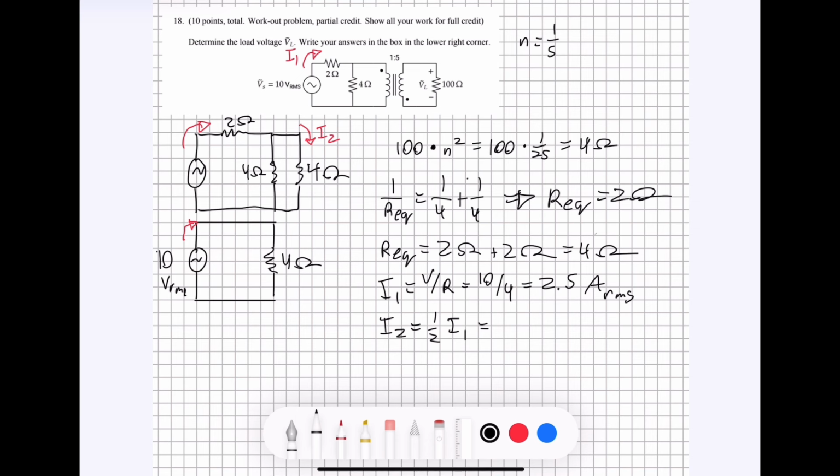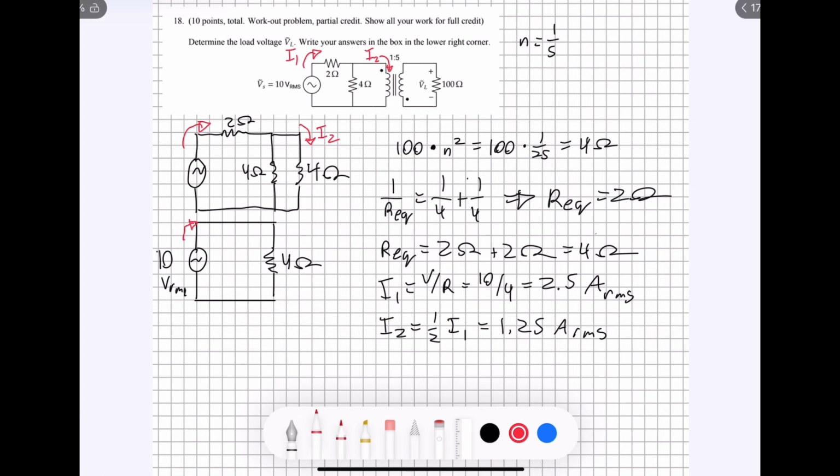And that is going to give us a value of 1.25 ARMS. All right, so that current right there is going to be the current that's going through this side of the transformer. That's I2 right there.